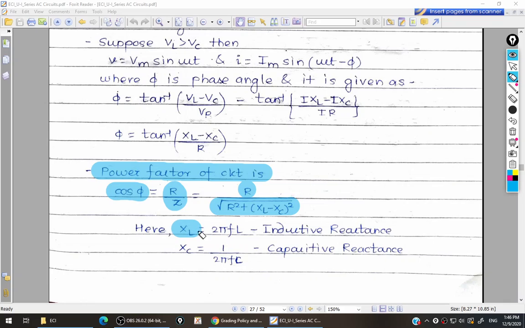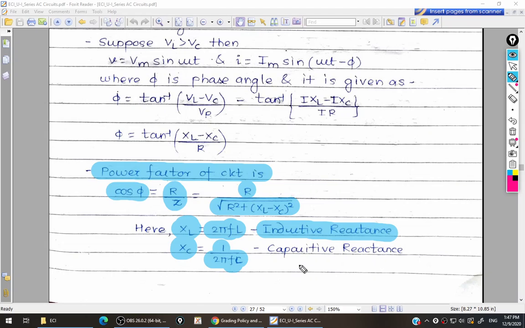So what is the value of XL? XL indicates inductive reactance. What is inductive reactance? 2 pi F into L. And what is capacitive reactance? 1 upon 2 pi F into C. So if you carefully compare these two reactances, what you will find is XL is directly proportional to frequency and XC is inversely proportional to frequency. If your supply frequency increases, your inductive reactance increases, but XC will go on decreasing, because frequency and XC are inversely proportional to each other.